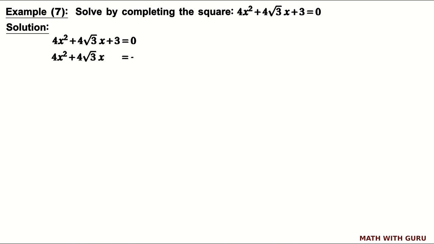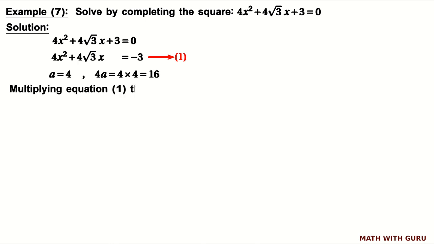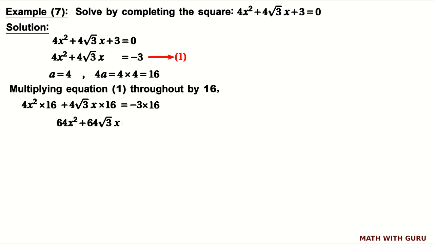One more example. Solve by completing the square: 4x squared plus 4 root 3 x plus 3 equals 0. Now, bring 3 to the right hand side. A is 4 here. 4a equals 4 into 4, which is 16. Multiply the equation throughout by 16. 4x squared into 16 plus 4 root 3 x into 16 equals minus 3 into 16. 64x squared plus 64 root 3 x equals minus 48.